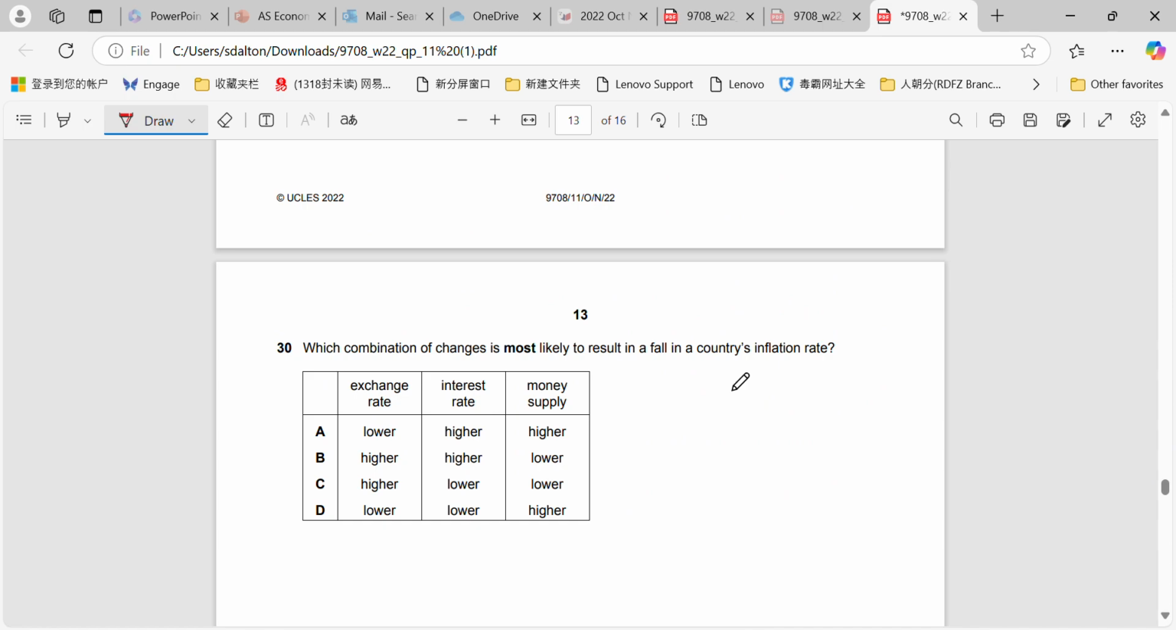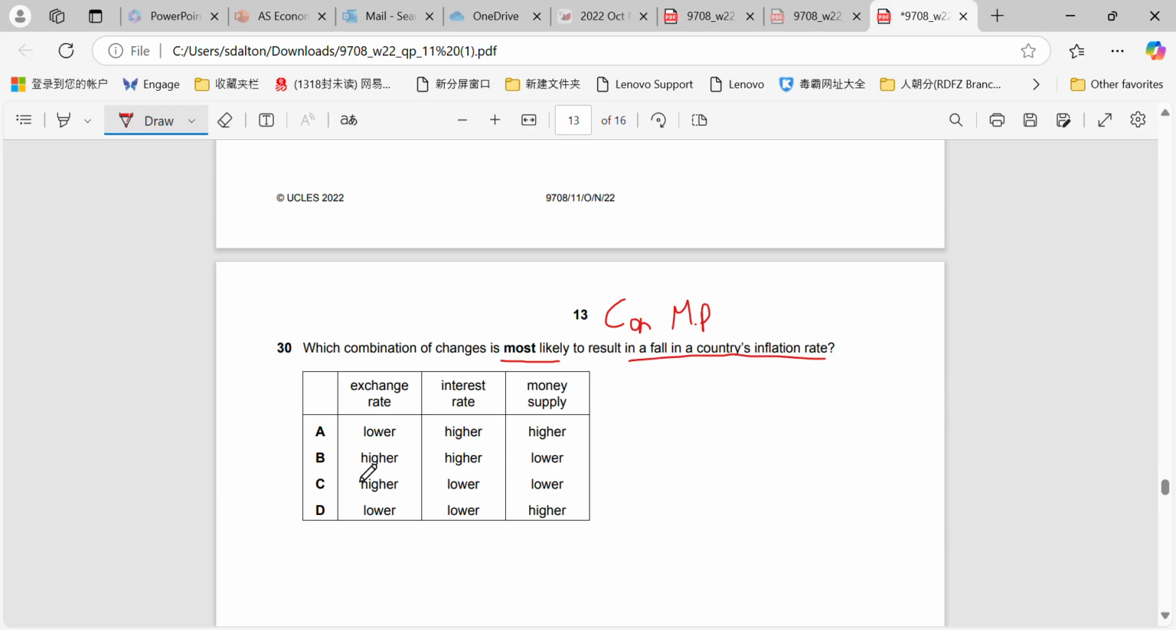Which combination of changes is most likely to result in a fall in a country's inflation rate? What are we looking at here? Exchange rate, interest rate, money supply. So we're looking at basically what is going to be contractionary monetary policies, designed to move AD to the left, designed to decrease inflation.